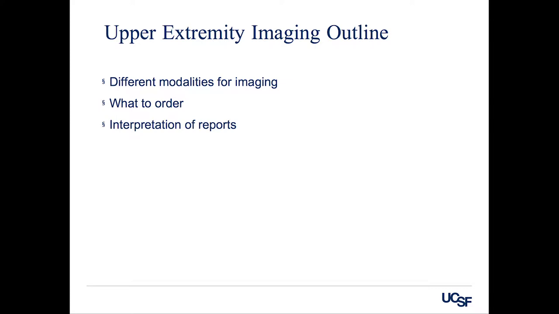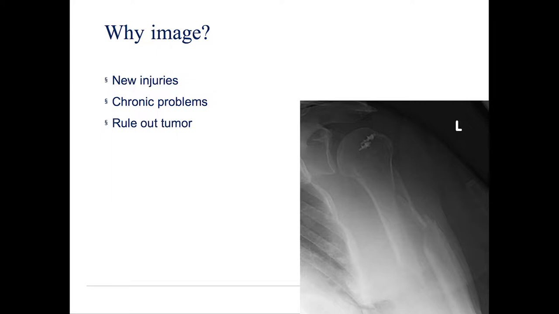All right, so first of all, why do we do imaging? So sometimes it can be because there's a new injury to the patient. So this is a patient who had a rotator cuff repair who fell again. And just starting with x-rays, you can see that she had a humeral fracture. And then sometimes there are patients with chronic problems. So if you've tried conservative treatment for a while and nothing's working, then you may want to do some more imaging to find out exactly if there's something else going on.